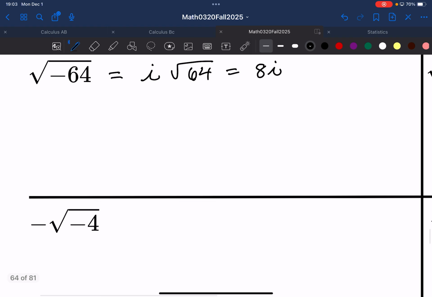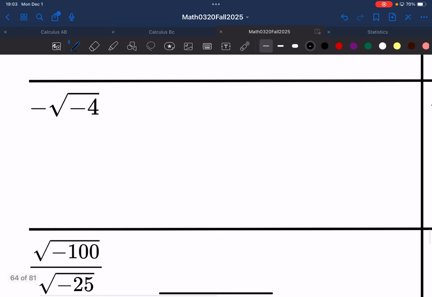Okay, so the next one, we already have a negative on the outside, but we still have a negative on the inside. So we're going to rewrite this as what on the outside? Negative i square root of 4. And what's the square root of 4? 2. So this is negative 2i.